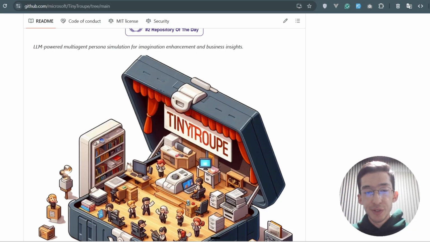How efficient digital ads can be, and how to increase digital ads metrics such as impressions, CPM, and clicks, CPC. So let's take a look at the solution from Microsoft called TinyTroupe that has been developing since 2024.